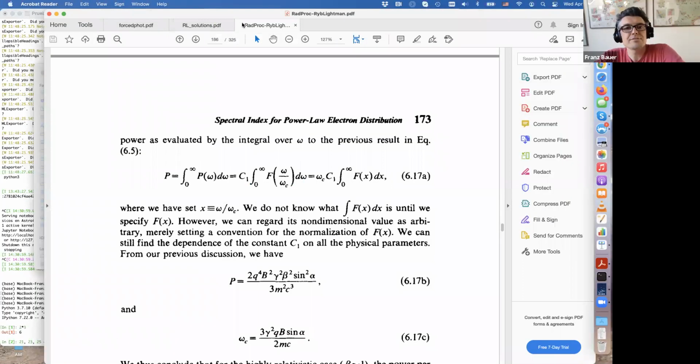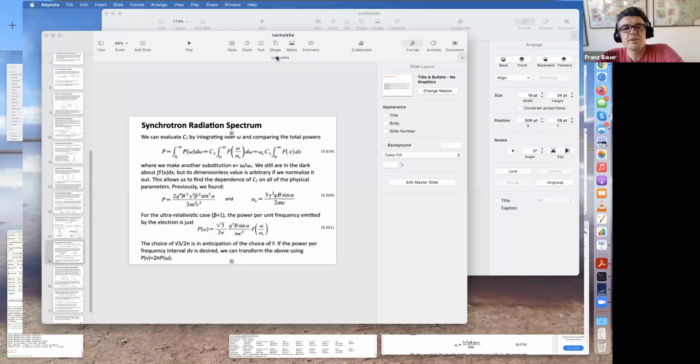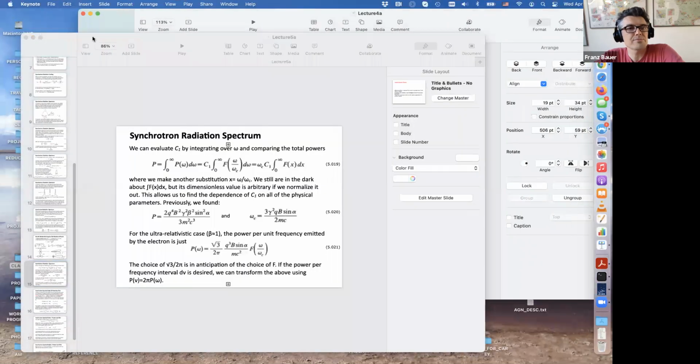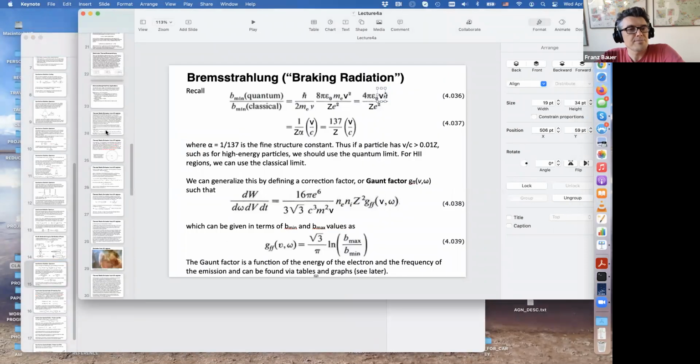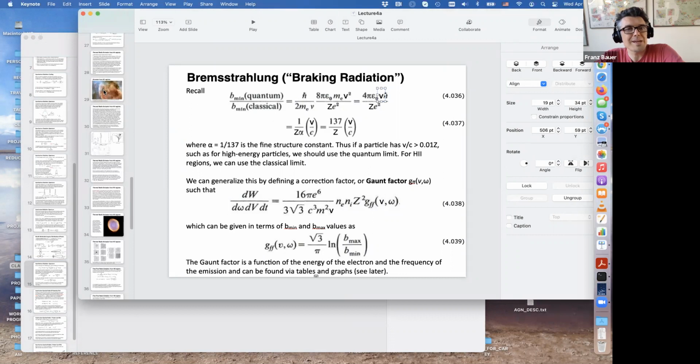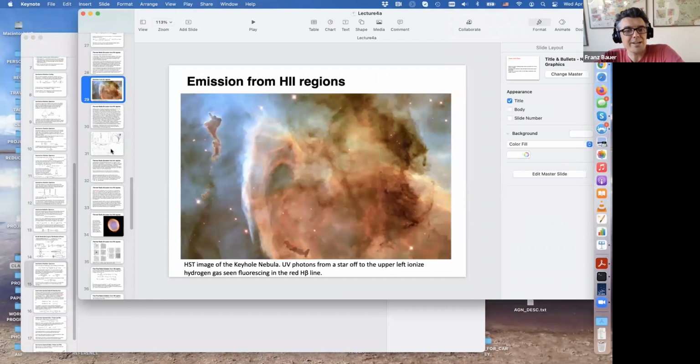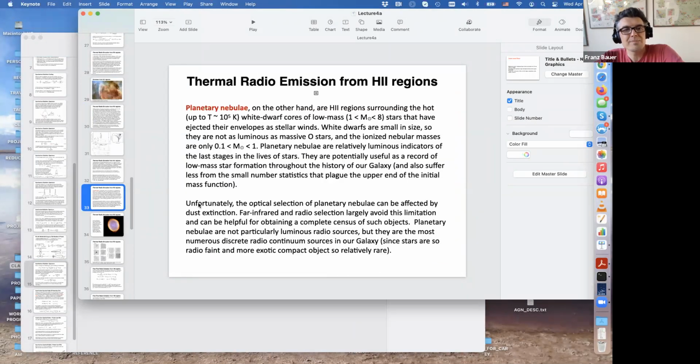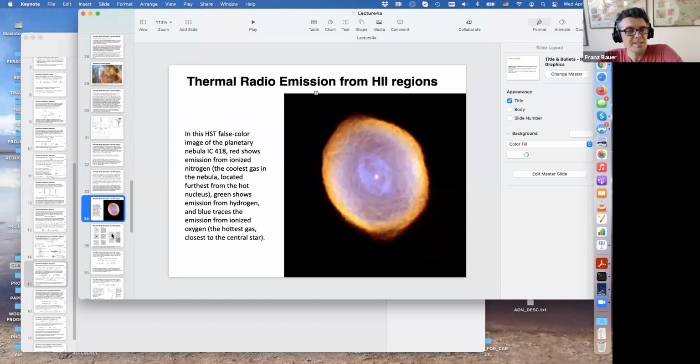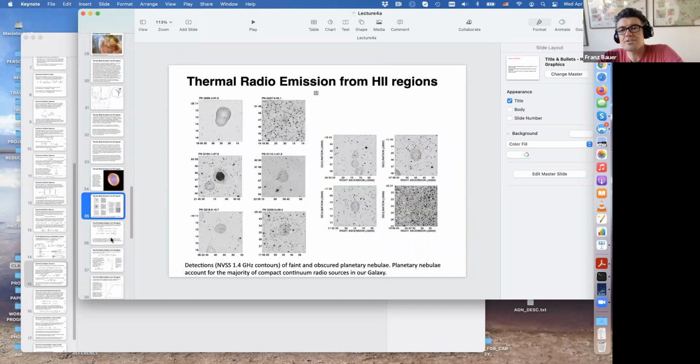Okay, I think we're all here now, so let's start. Okay, so we were talking about the different physical mechanisms that might make Bremsstrahlung, or free-free radiation. We talked about H2 regions. We talked about planetary nebulae. Those are the two main places you will find it, and then also AGN will have ionized regions as well.